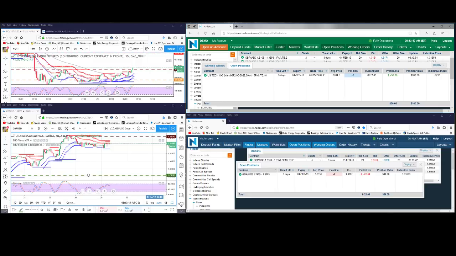On the British pound, if you get a bearish bar, you're going to have a hidden divergence there.